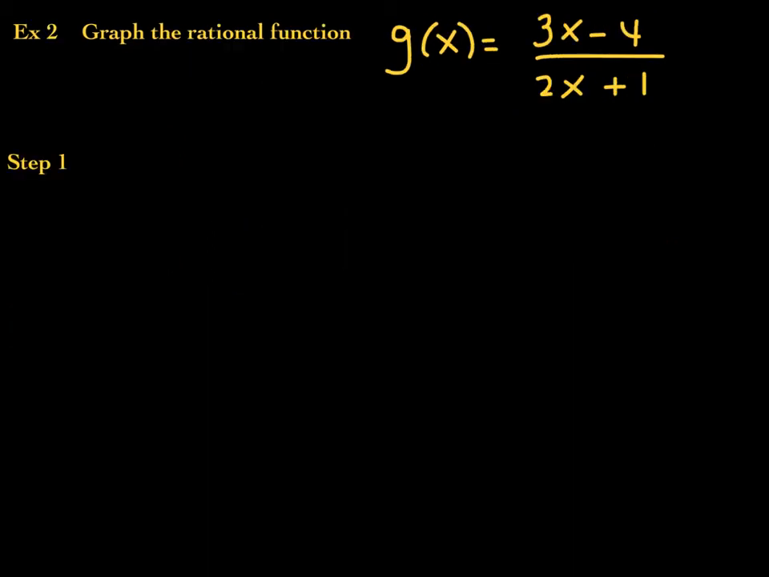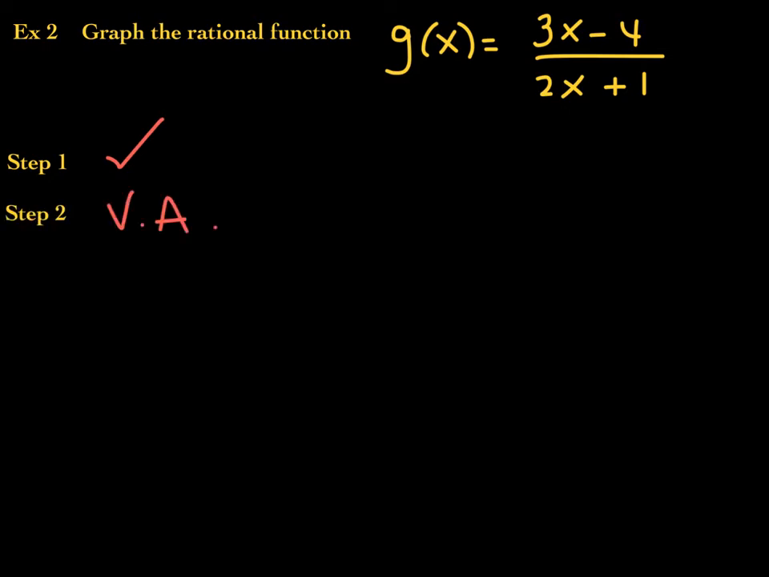Here's the next function, 3x minus 4 over 2x plus 1. Now, the first step, remember, is to fully factor. However, the numerator and the denominator are prime polynomials, meaning they don't factor any further than what they are now. So that is kind of done for you, right? So we can go straight to step number 2, which is let's find the vertical asymptote.